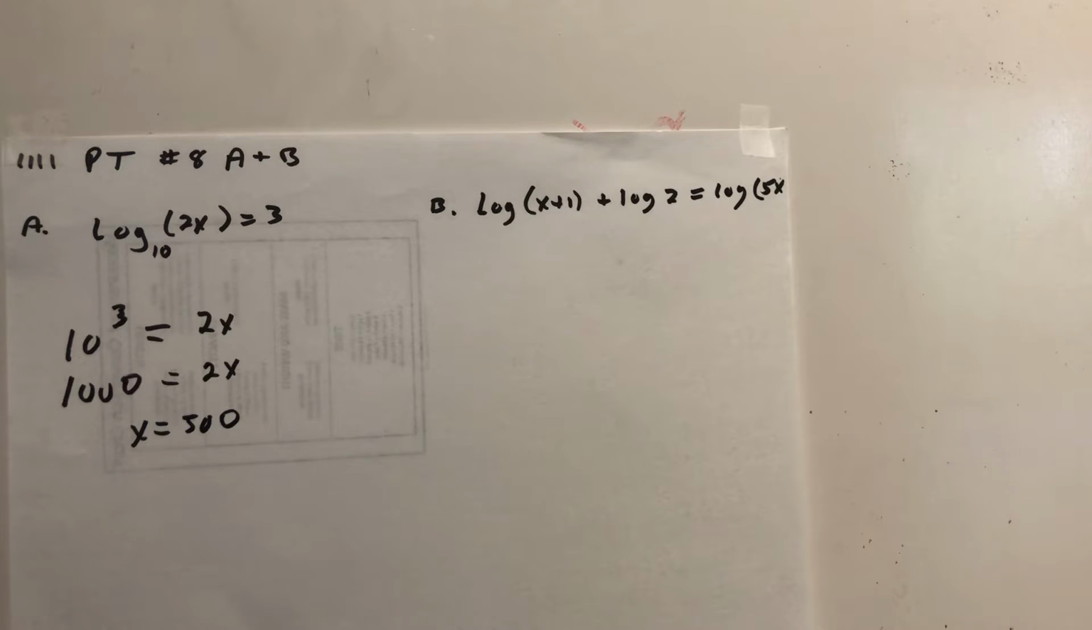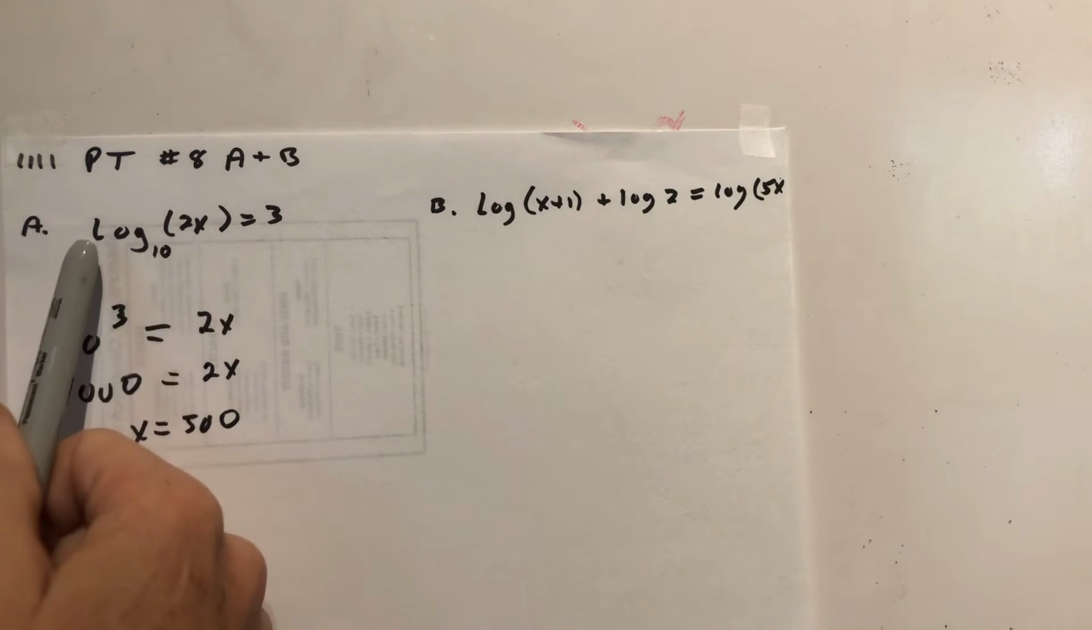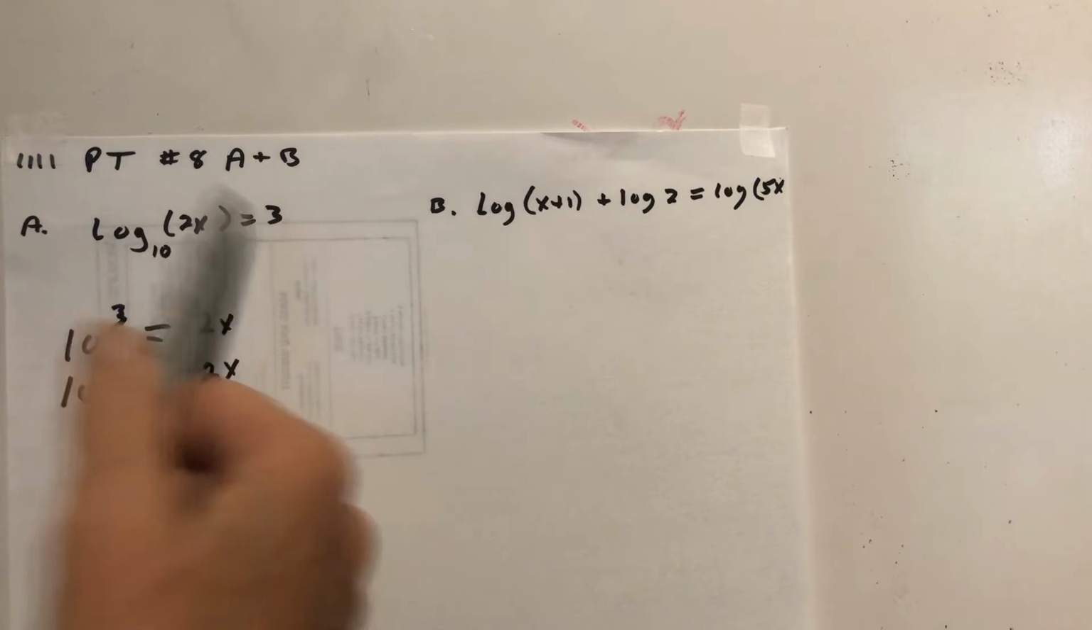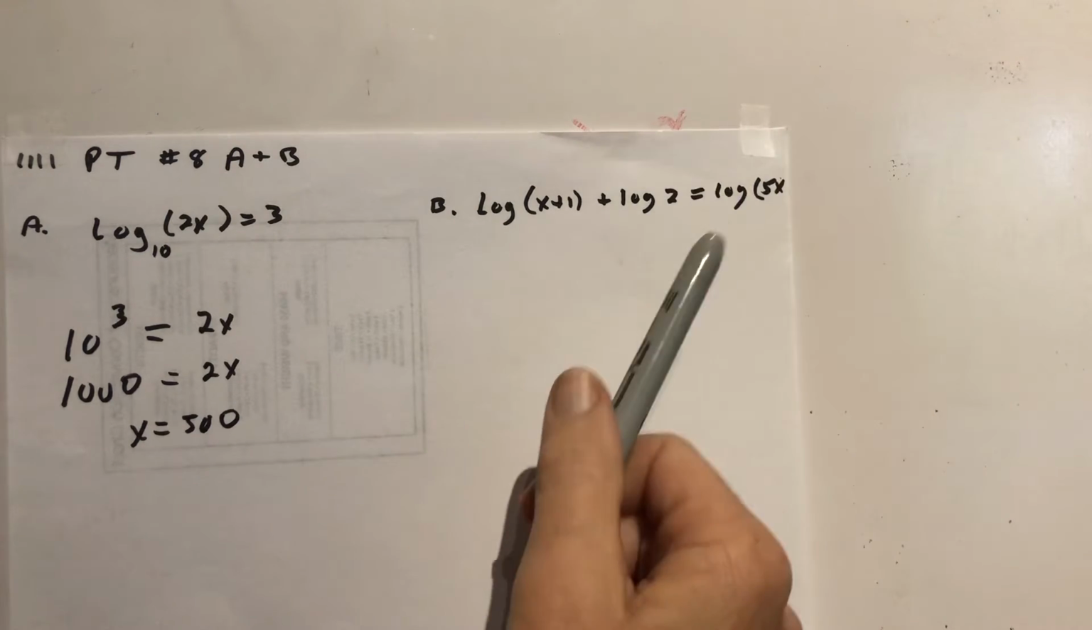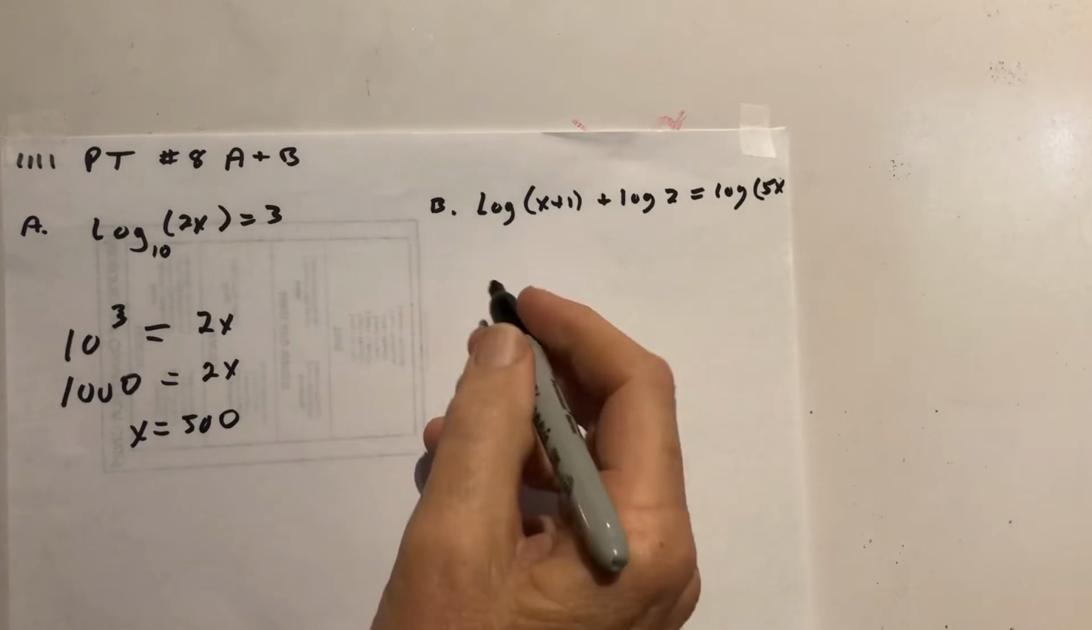And if you want to check your answers, you can. Just go log base 10 of 2 times 100, I'm sorry, 2 times 500, and see if you get 3. All right, I ran out of room for my last parenthesis, but there's a parenthesis out there.